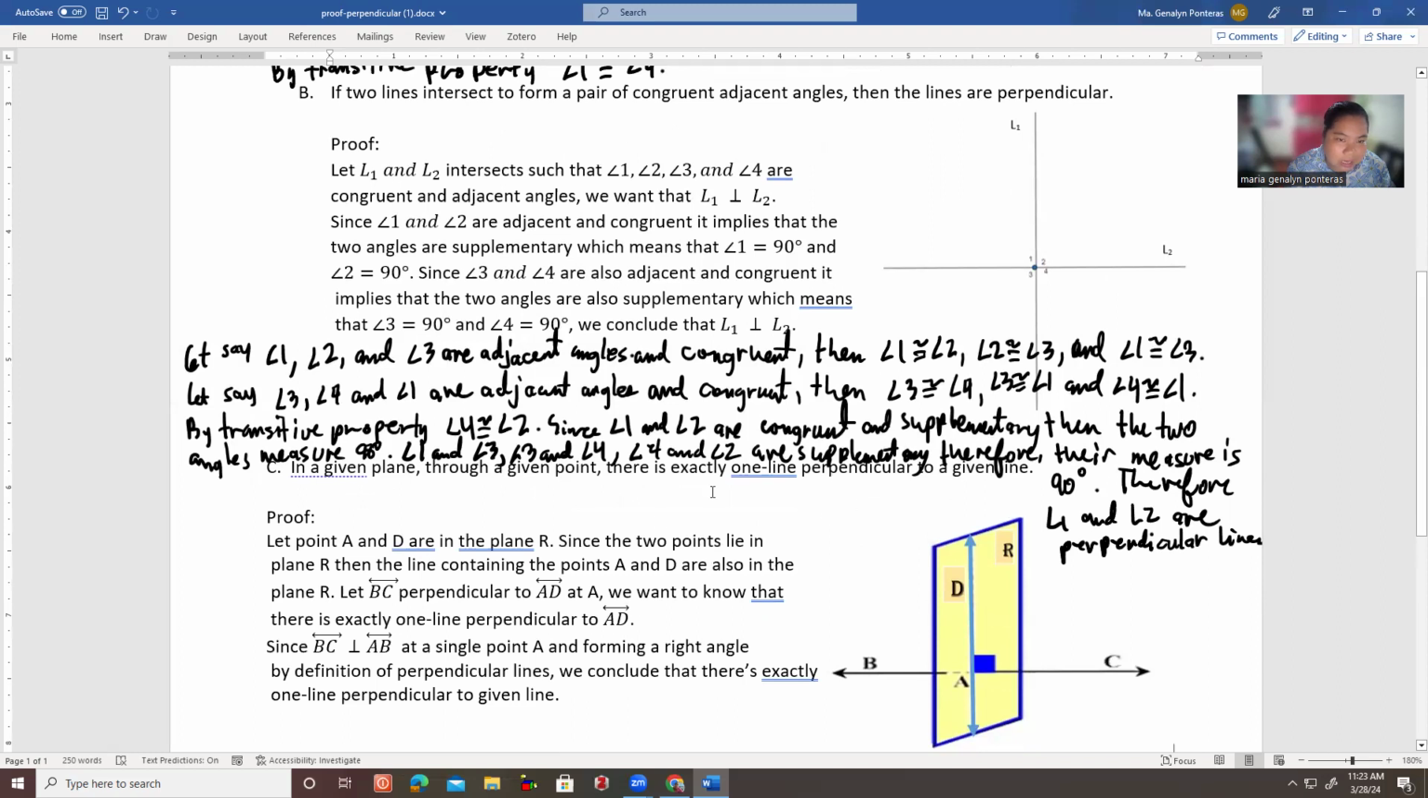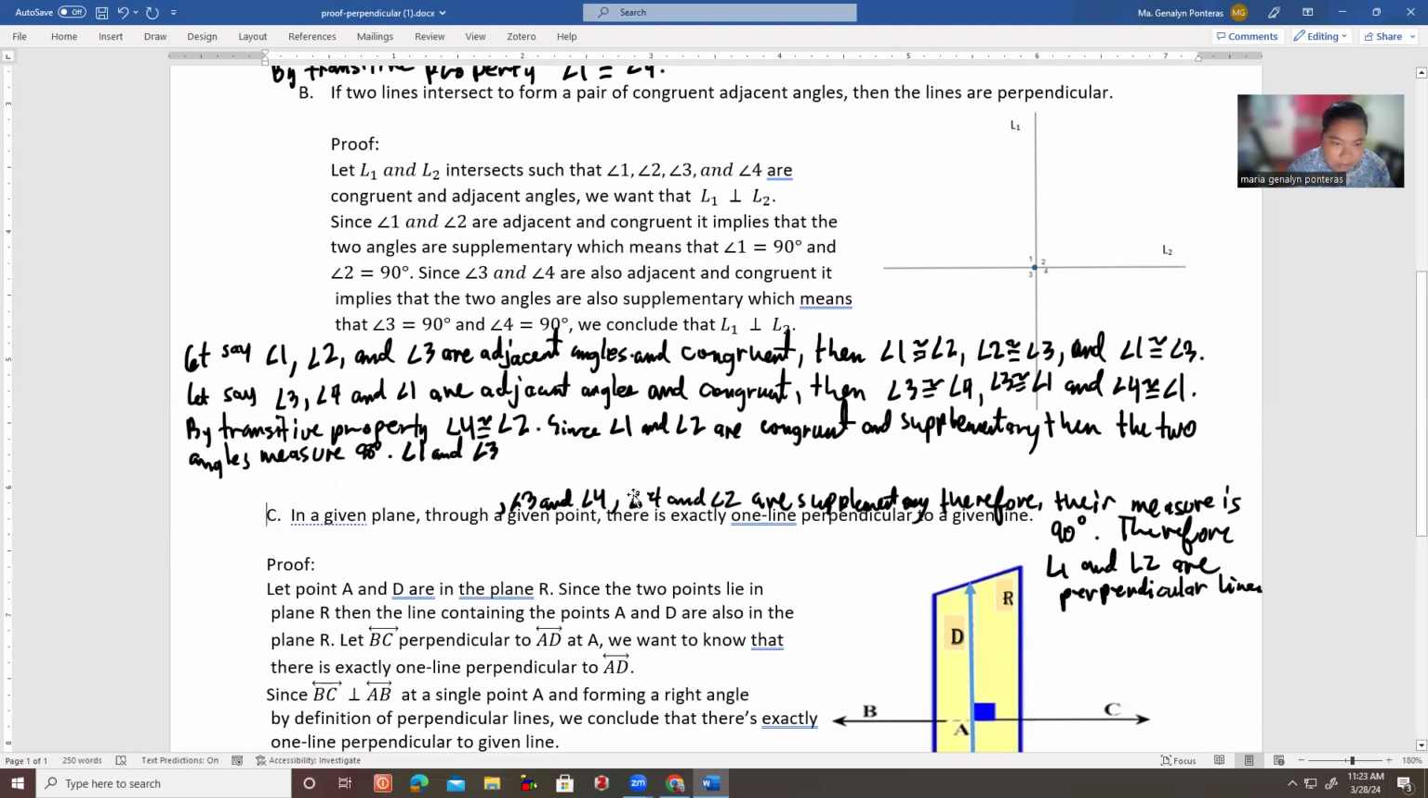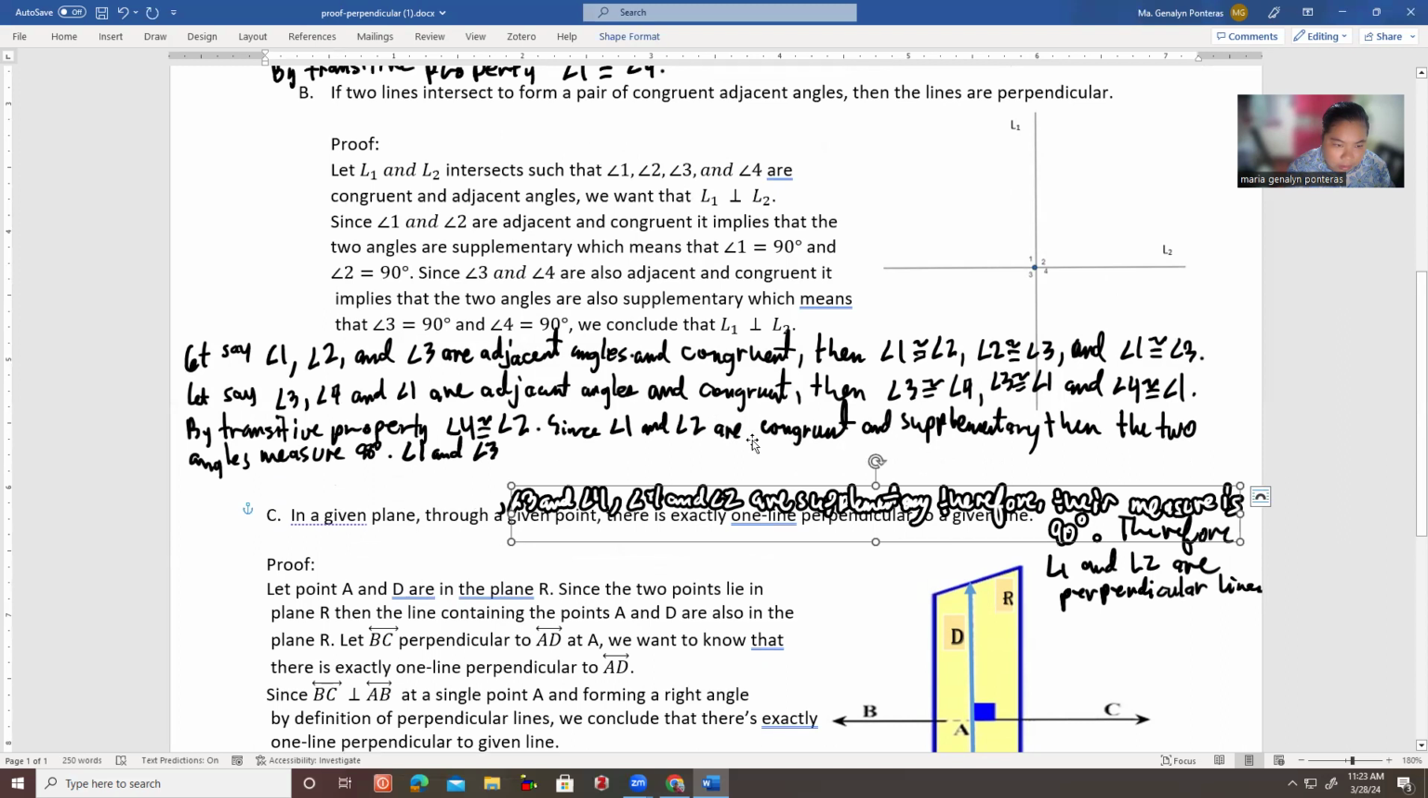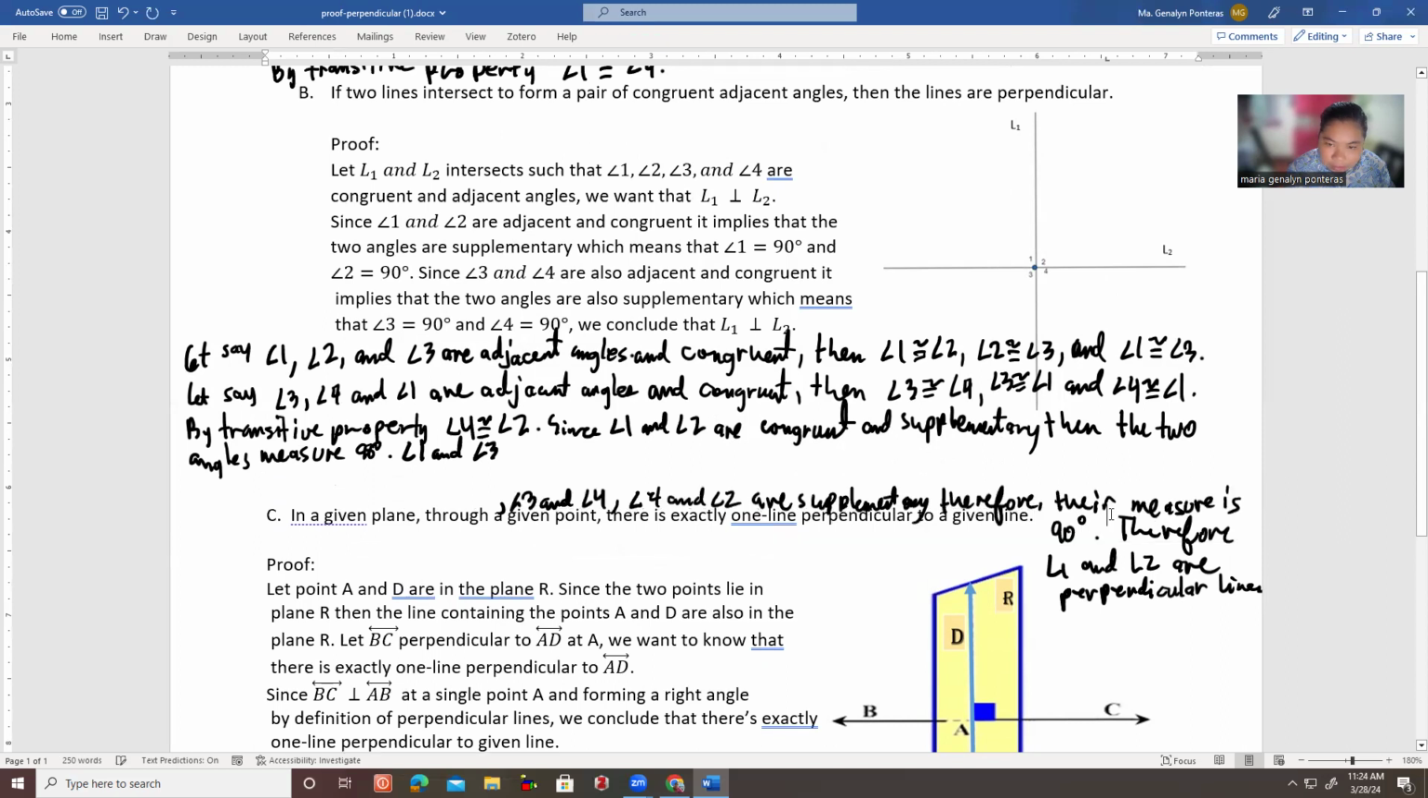Letter C. Maybe I could put it down here. Oops. Okay. Maybe we can adjust a little bit.